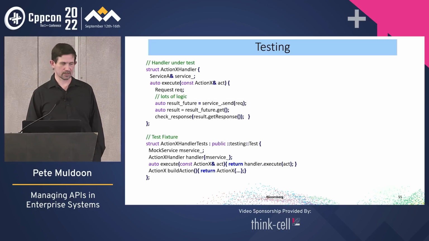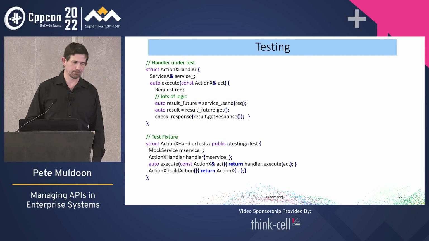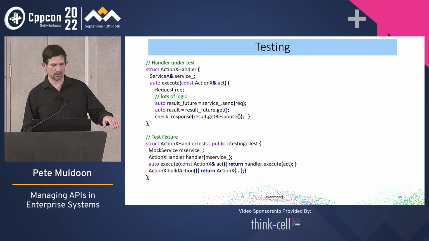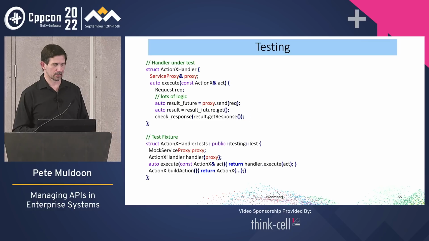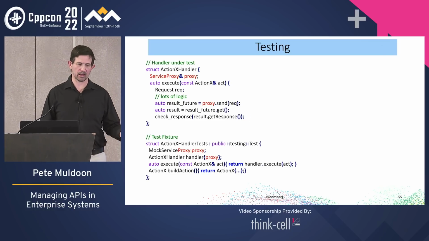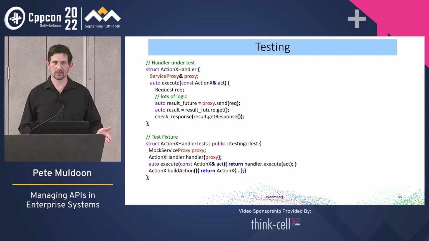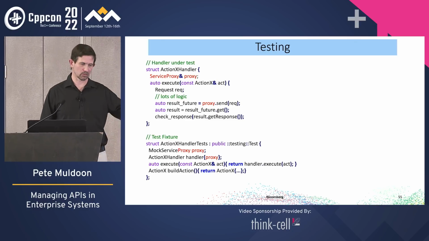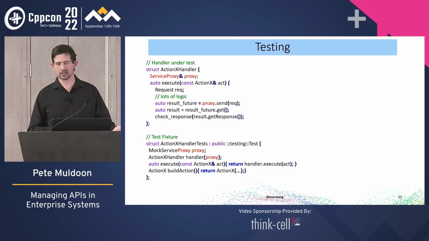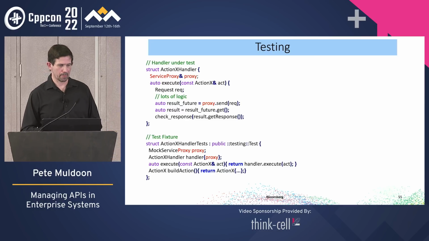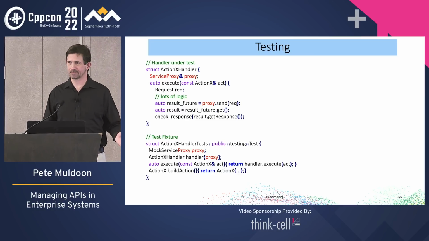Testing, the more interesting test, right, is inside my handler. So here's where I had before. I have a service A inside my X handler. I'll just change that to a proxy, and where I had a service.send, proxy.send. Right, we already covered that. In my test fixture, it just went from a mock service to a mock service proxy. And that was it. Right, that's the only thing.